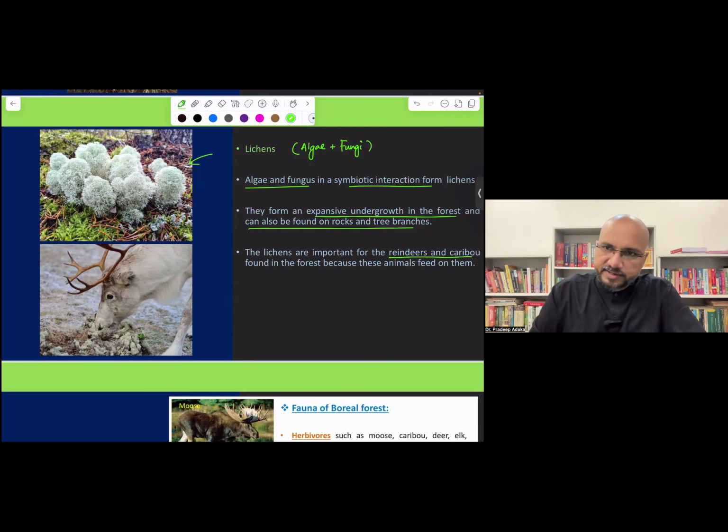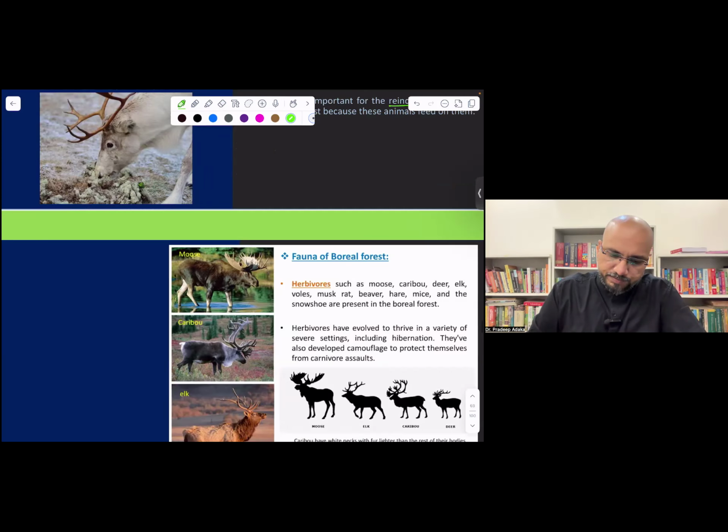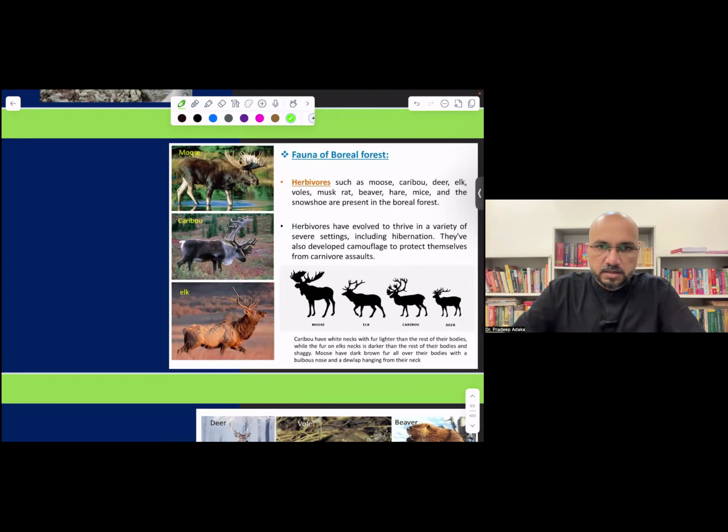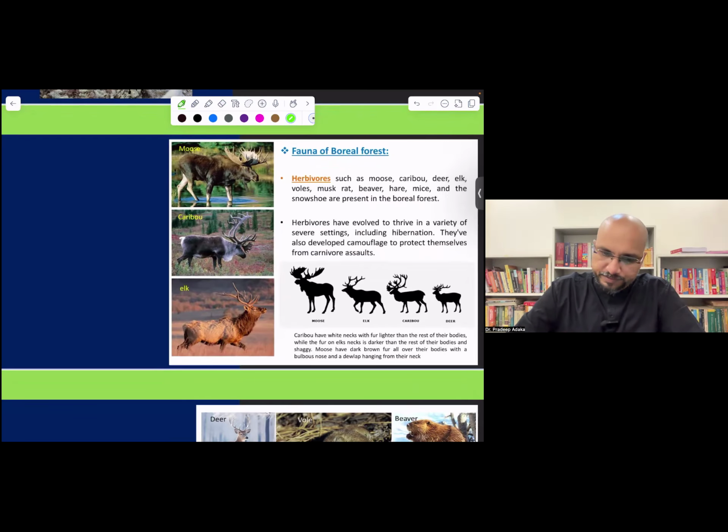So we have seen the different flora of the taiga biome. Now let us move on to fauna, the animals that we see in the boreal forest. Herbivores such as moose, caribou, deer, elk, wolves, muskrat, beavers, hare, mice. These are the common animals that you see.